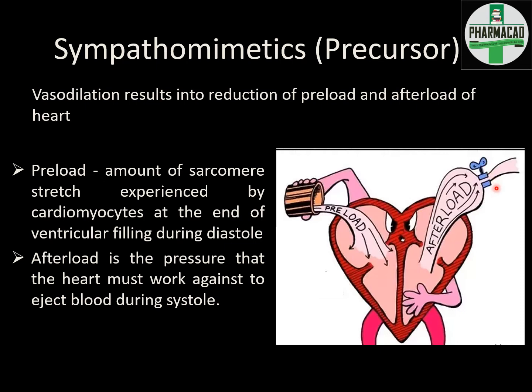Similarly here, when vasodilation is happening, the diameter of the blood vessel is increasing. What is happening? The heart does not have to apply too much pressure to pump the blood inside the artery, and that is called reduced afterload. So that's how vasodilation is helping in reduction of preload and afterload, and overall the workload of the heart is reduced in CHF.